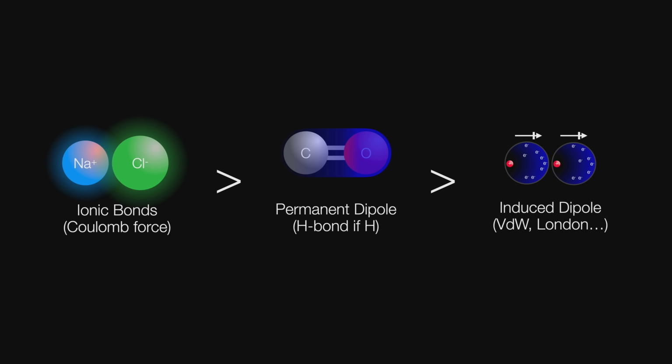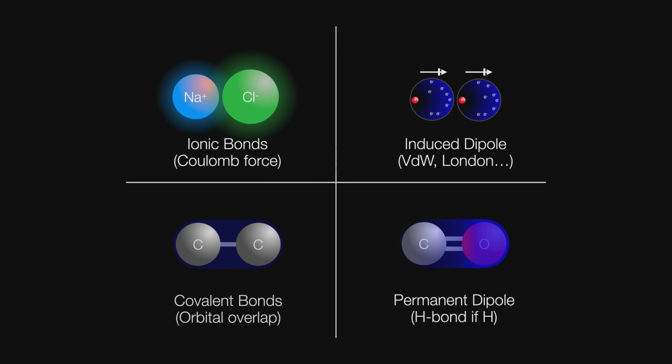Ionic bonds are the strongest due to full charges, then come permanent dipoles due to partial charges, and finally, induced dipoles are the weakest. Together, these four forces orchestrate biology. Now, let's apply them to DNA.